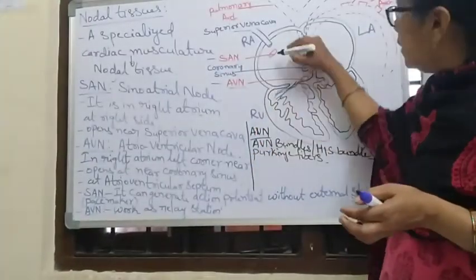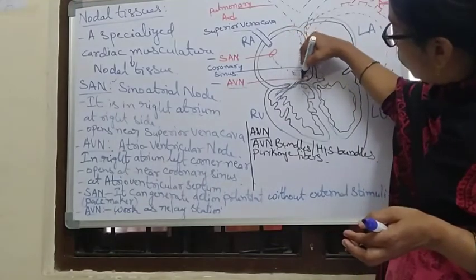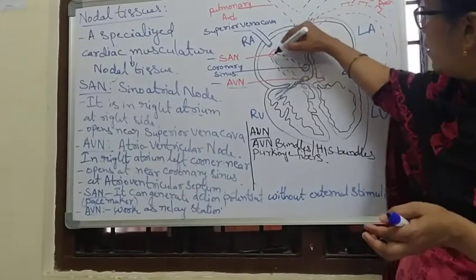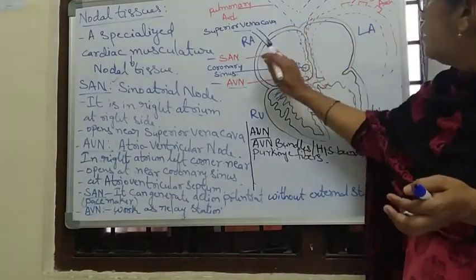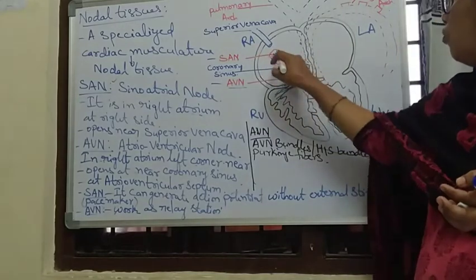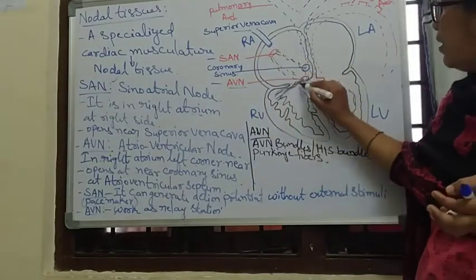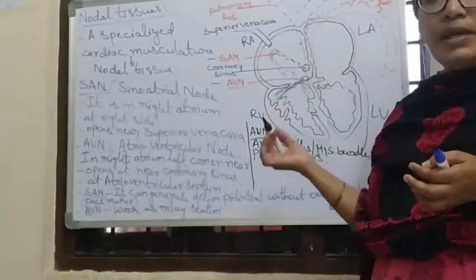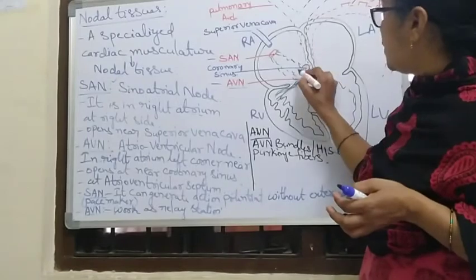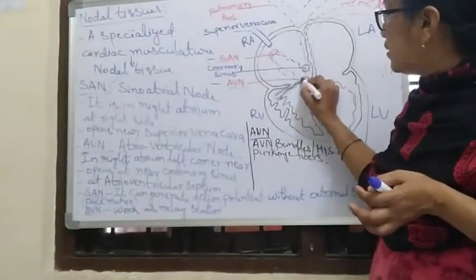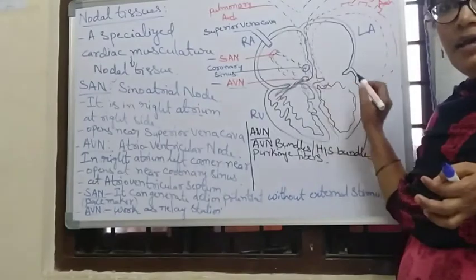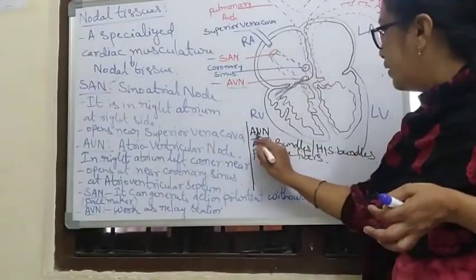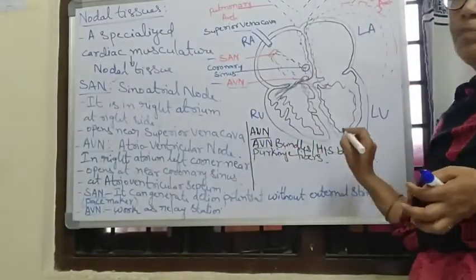And from this, the messages go to the AVN node. Here, these action potentials go to the AVN node. The function of this AVN node is to work as a relay station. The action potentials are sent to the ventricles, the right and left ventricles. In this region, there are the AV bundles, or bundles of His.